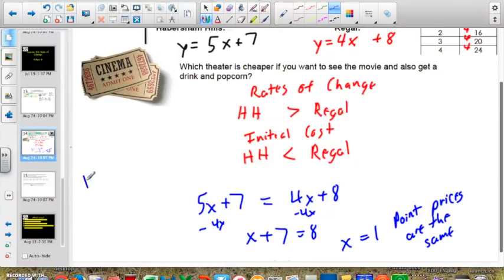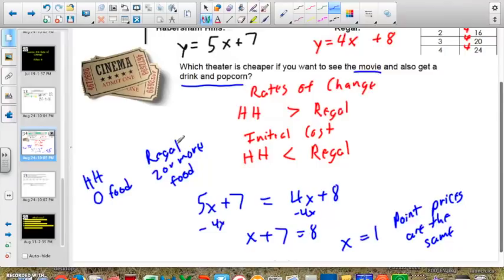So Habersham Hills will be cheaper before we get there because they had the lowest initial cost. So Habersham Hills is going to be the best option if we buy 0 food items. And Regal will be the best option after the point where they're equal, since they're charging less per food item, and that's going to be 2 or more food items. And if it was 1, then it doesn't really matter which you go to because it's going to be the same price either way. Now in our specific scenario, we wanted to see the movie and also get a drink and popcorn. So that's 2 food items, so Regal would be our best choice.